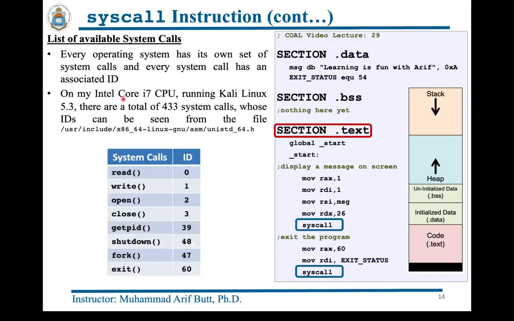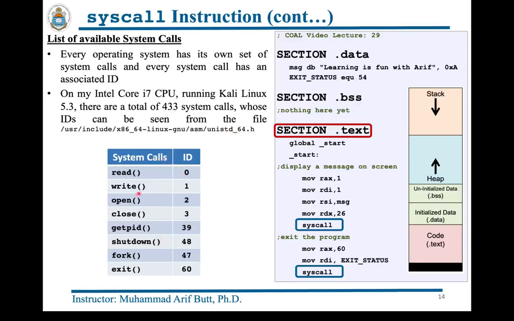On my Intel Core i7 CPU running Kali Linux 5.3, there are a total of 433 system calls, and you can see the list of these system calls as well as their associated IDs by viewing this file: /usr/include/x86_64-linux-gnu/asm, and the name of the file is unistd_64.h. I strongly recommend that you view the contents of this file on your Debian based OS and see how many system calls you have.